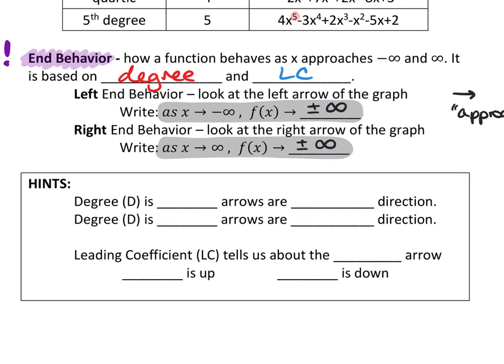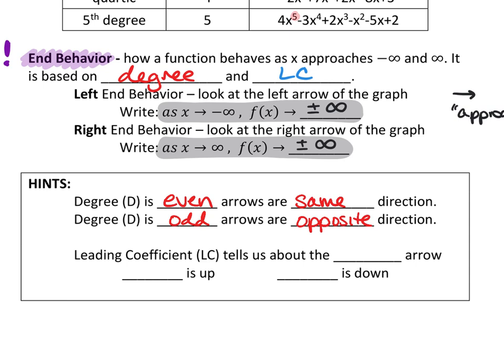Some hints for you that'll be very, very helpful. If the degree of the polynomial is even, so an even number, 2, 4, 6, 8, then the arrows are going to go the same direction. If the degree of the polynomial is odd, so an odd number, 1, 3, 5, 7, the arrows are going to go the opposite directions, which is very helpful. Odd, opposite, odd, opposite, odd, opposite.